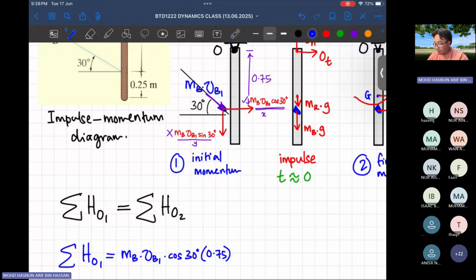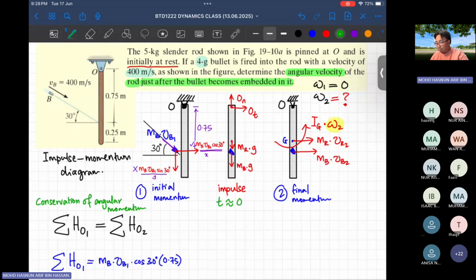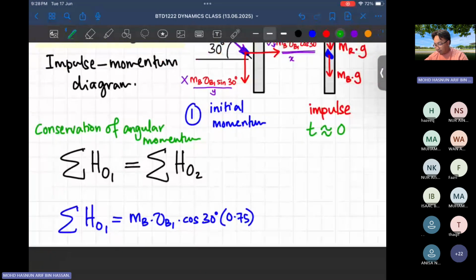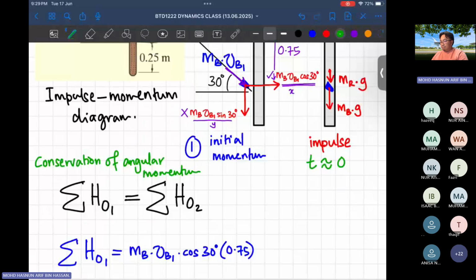Okay, let's write it here. This is the conservation of angular momentum. Why is it angular momentum? Because this motion involves rotation. The rod is rotating. That's why it is angular momentum. And the parameter that you want to calculate is omega 2, which is the angular velocity. So HO1 is basically MB VB1 multiplied with cos 30 degrees multiplied with 0.75.